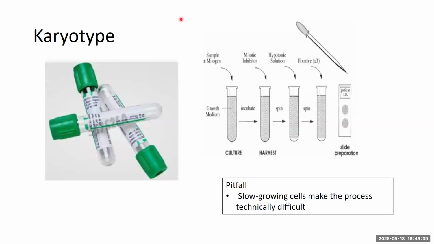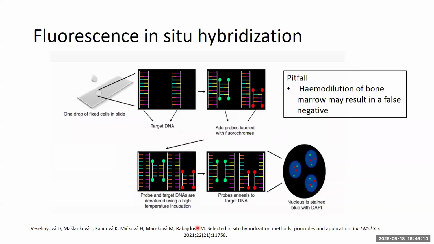So cytogenetics is a term that encompasses both karyotype and fluorescence in situ hybridization. The requirement for cytogenetics is these heparin tubes in which the bone marrow aspirate should be collected. Bone marrow aspirate needs to be cultured and arrested at mitosis to isolate actively dividing cells. However, a pitfall in multiple myeloma is that plasma cells are quite slow growing, and they make this process technically difficult.